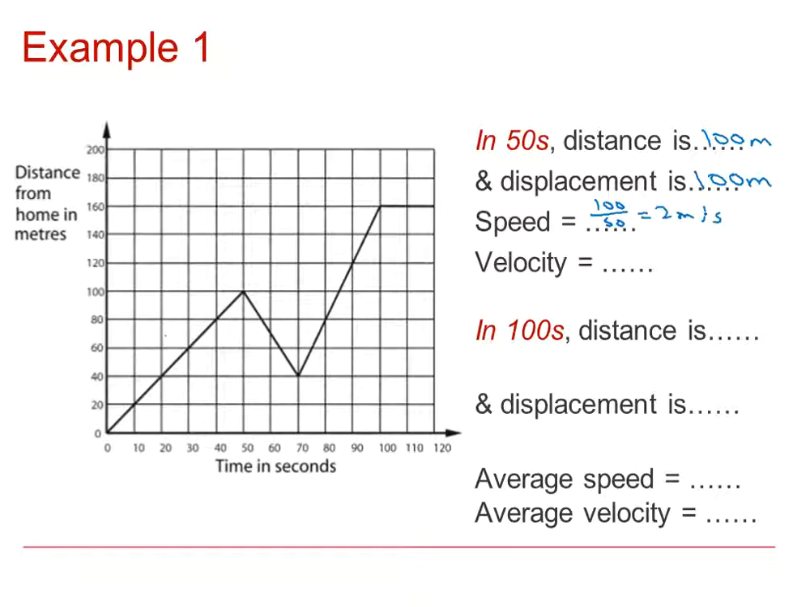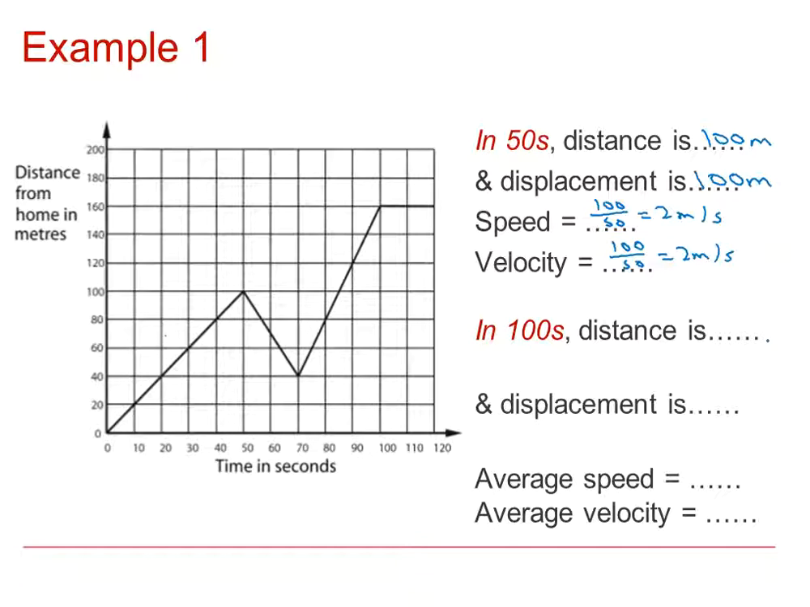Her velocity in the first 50 seconds would be the displacement, which is 100 metres of displacement over time. So 2 metres per second. So when she was travelling forwards, her speed and her velocity gave the same value. However, if we now look at the first 100 seconds, her distance now will be different.